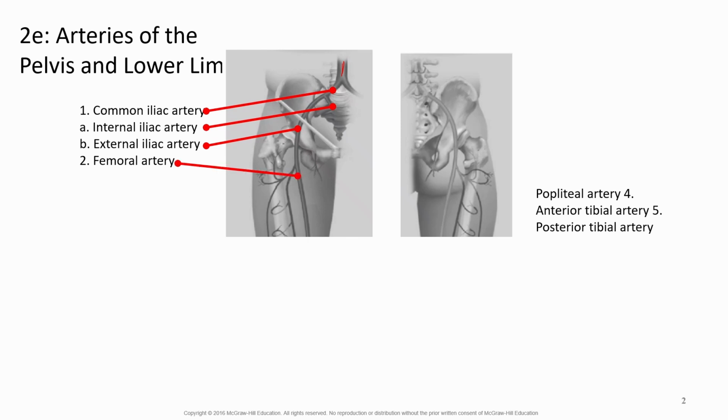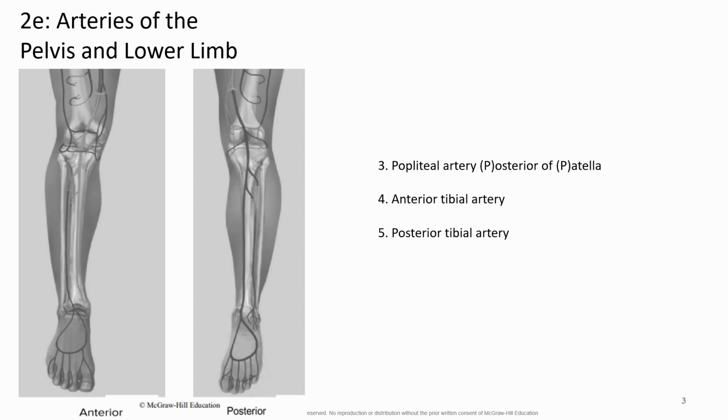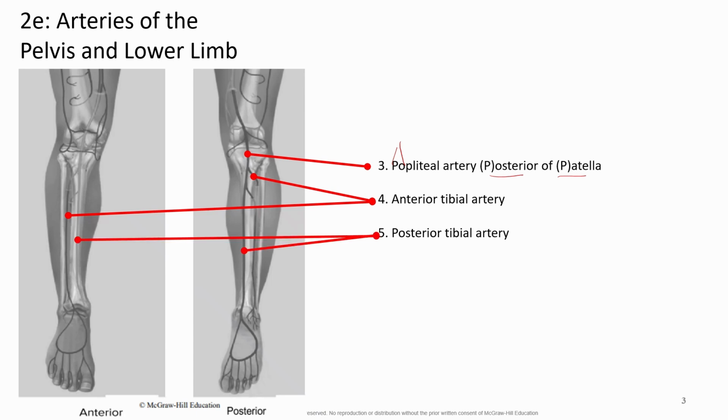And the femoral artery continues, and when it gets to the back of your patella, your kneecap area at the back, it becomes the popliteal artery. This is a way to remember that it's the posterior of the patella: popliteal artery, pop. And then the popliteal artery becomes the anterior and the posterior tibial arteries. Okay, and those, of course, go to the legs.